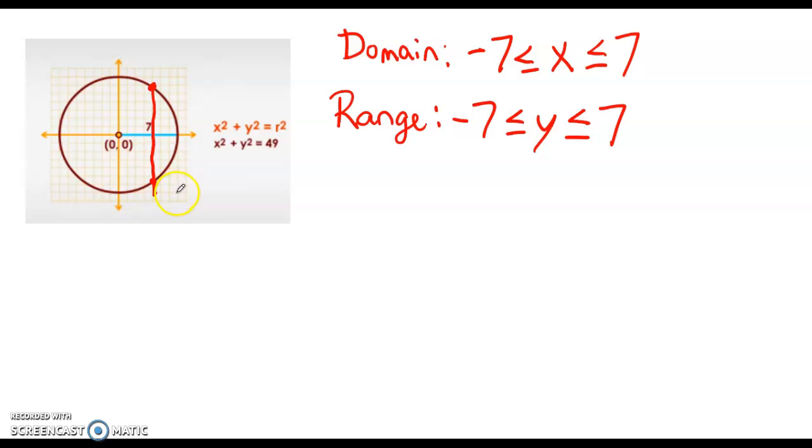There are 2 values that do pass the vertical line test, and that would be a positive 7 and a negative 7. However, in order for it to be a function, all of the x values need to pass the vertical line test. So just the fact that there's one example that works, there's infinitely many examples that do not work. So again, this does not pass. All of the values in the domain must pass in order for it to be a function.